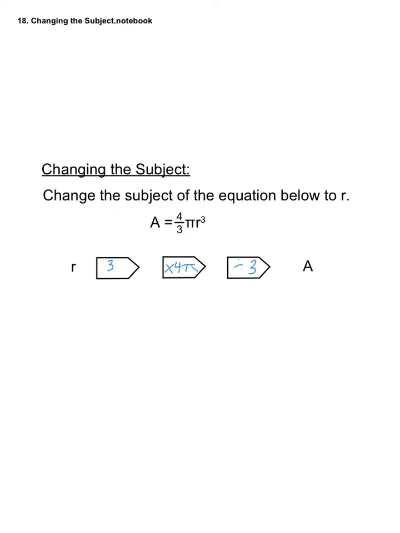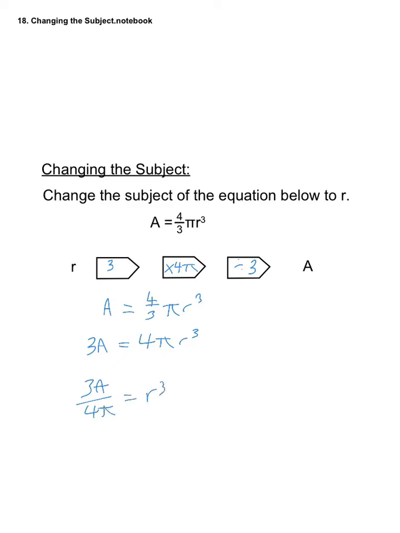Okay, so let's reverse those things. We're going to start off with the equation that we started with: A equals 4 over 3 pi r cubed. First thing, we need to undo a divide by 3. So we multiply by 3 on both sides, and 3a is equal to 4 pi r cubed. Next thing is we are undoing a multiply by 4 pi. So we get that 3a divided by 4 pi is equal to r cubed.